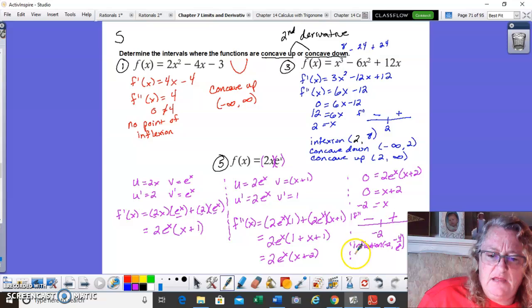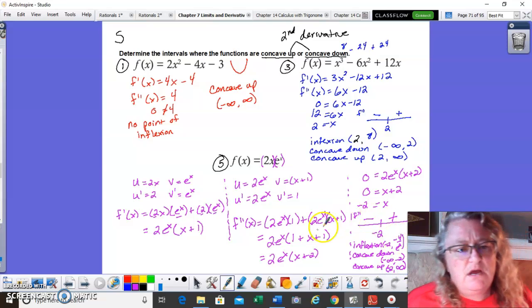Okay, and that says this is concave down from negative infinity to negative 2, and it's concave up from negative 2 to positive infinity.